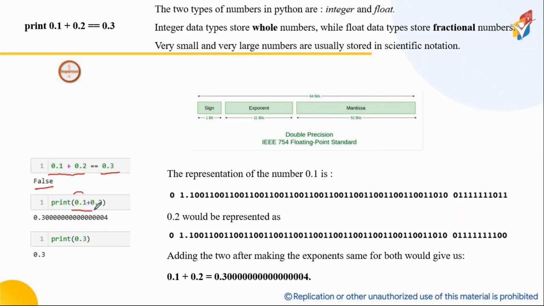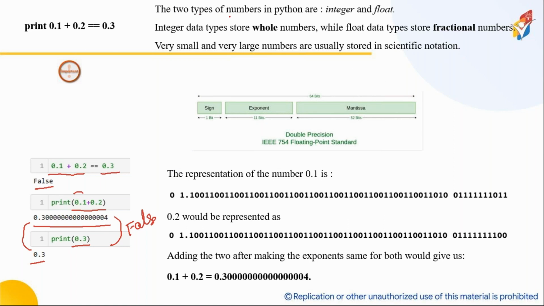Actually, 0.1 plus 0.2 will be represented as this one. But 0.3 will be 0.3. So can I equate 0.1 plus 0.2 double equal to 0.3? They are not the same, so this is false. Now let me discuss the reason for two minutes. It may not be understandable for beginners, but please try to understand.